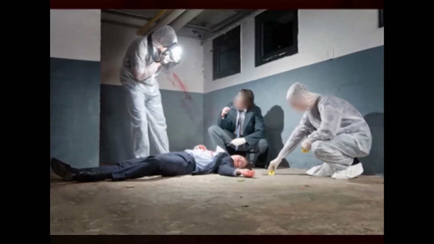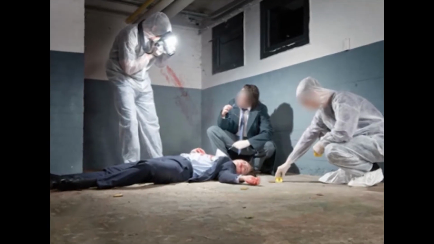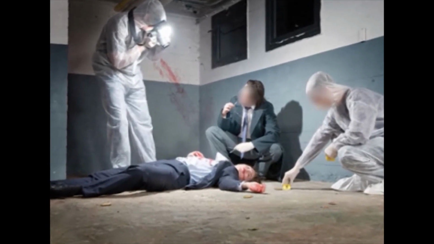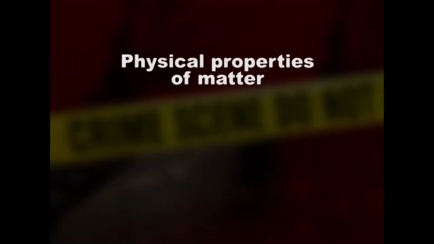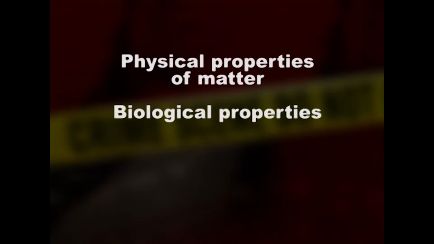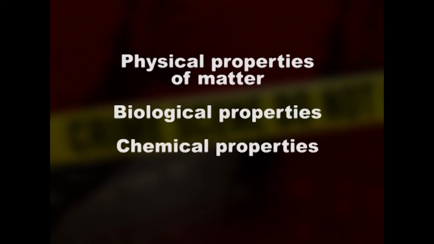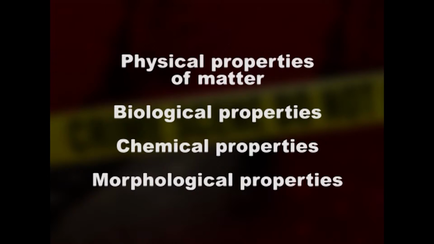Identification. My dear students, now we are studying the identification of physical evidence at the crime scene, because it is an essential step for reconstruction of the crime scene. As we know, identification is a comparison process which utilizes the class characteristics of the physical evidence. Moreover, this comparison of the physical evidence can be done on the basis of physical properties of matter, biological properties, chemical properties and morphological properties.